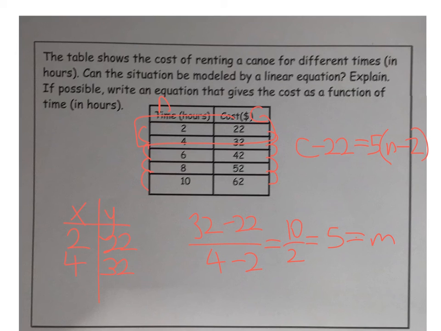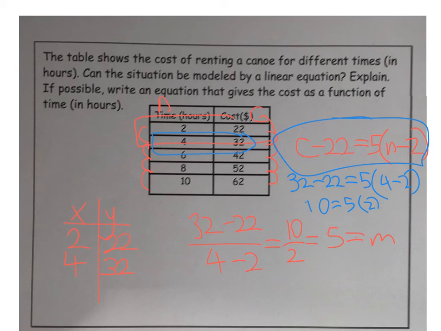So let's just plug in one and see if that works. I'm going to plug in this one here. So it's going to be the cost, that's 32 minus 22. Is that equal to 5 times 4 minus 2? Yeah, it is, because 10 is equal to 5 times 2, which works. And so this here is my equation, and that would give me a quick way of figuring that out.